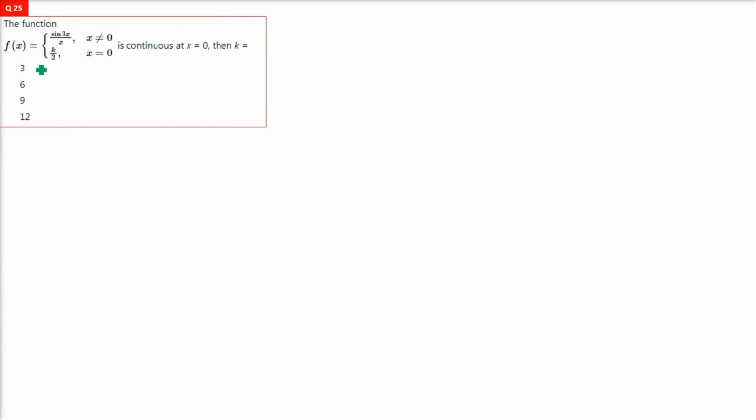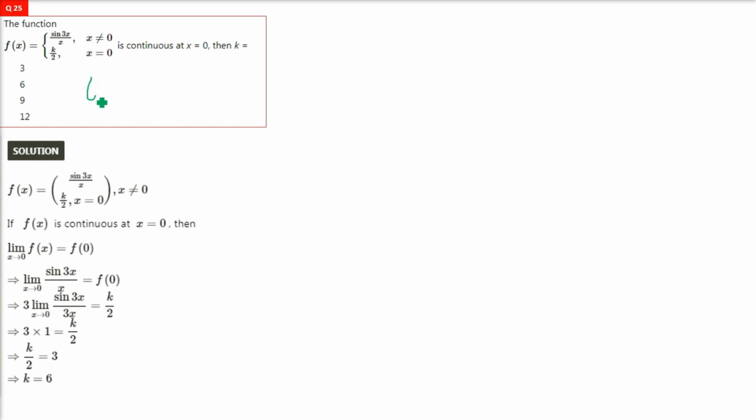The function f(x) is equal to sin 3x by x when x is not equal to 0, otherwise it is k by 2. So this is continuous at x equals 0, so you just have to take the limit as x tends to a, which is x tends to 0 here, and sin 3x by x is simply f(x), and this is equal to f(0).